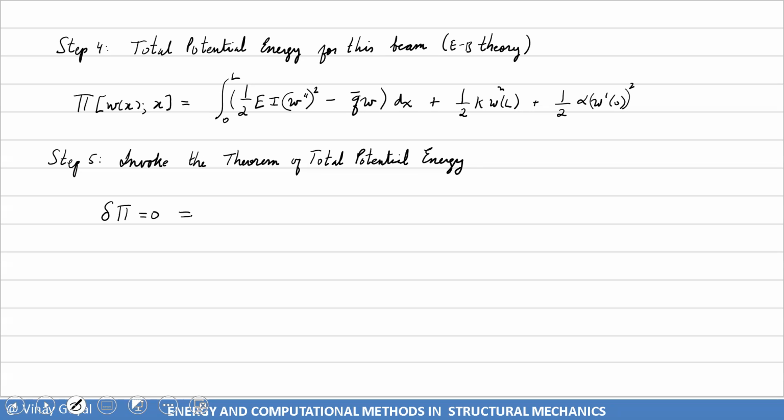And when I do that, and I find the w that renders the pi stationary, then I get the integral from 0 to L of EI w double prime del w double prime minus q bar del w dx plus k w(L) del w(L) plus alpha w prime(0) del w prime(0).